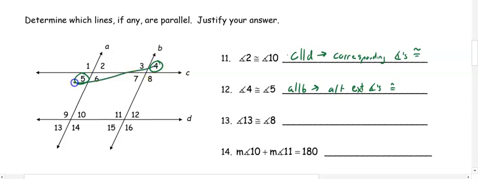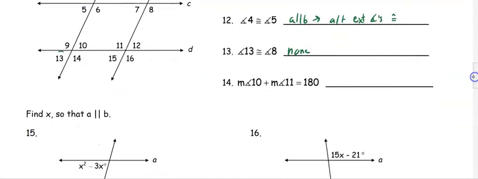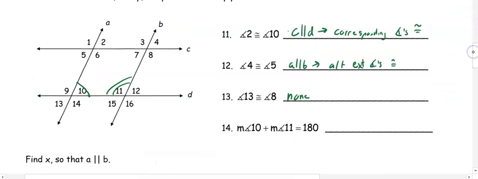In number 13, we have angle 13 is congruent to angle 8. They don't have a transversal in common, so we don't have any parallel lines here. So this would be none. In number 14, we have the measure of angle 10 plus the measure of angle 11 equals 180, which would be supplementary. So that is going to have these lines that are parallel then. So we would have A is parallel to B.